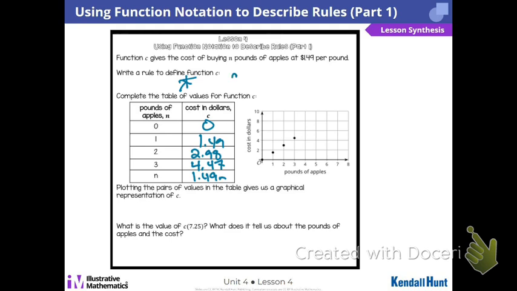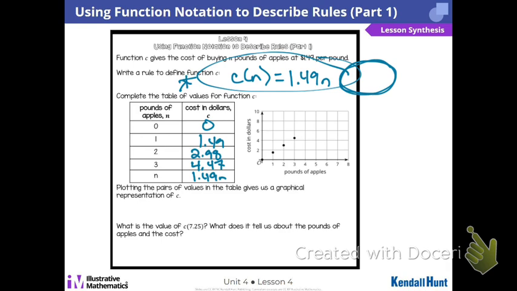Function C. So I'm going to write C of n, which means if I put in the pounds of apples, the price comes out, right? So how do I get the price? $1.49n. $1.49 per pound. So when I read this, n is the pounds of apples, the independent. The price is the dependent coming out. But our rule is going to go into there, the thing we do over and over. So here is our table. It's linear, right? What's the y-intercept? It's right here. 0. And what's the slope? 1.49. Yeah, $1.49 per pound.